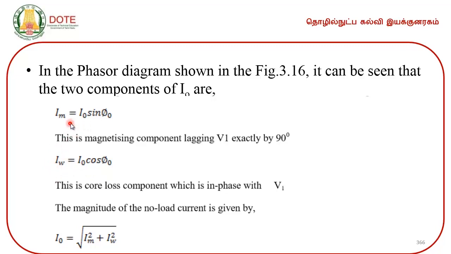Im is equal to I0 sin phi 0, this is the magnetizing component lagging behind V1 by exactly 90 electrical degrees. Iw is equal to I0 cos phi 0, this is the core loss component which is in phase with V1. So, the magnitude of no load current is given by applying the parallelogram law of vectors. I0 is equal to the Im vector plus the Iw vector, or the magnitude is given by I0 is equal to square root of Im square plus Iw square.